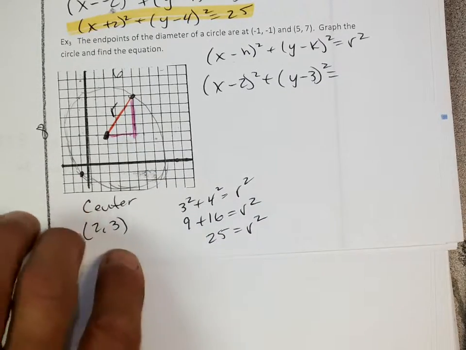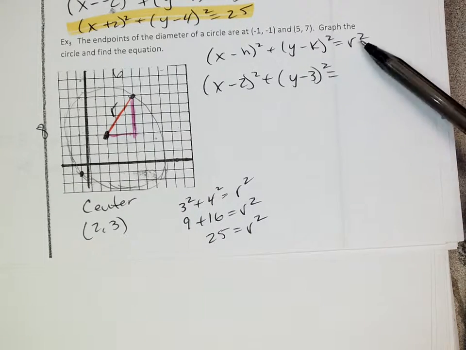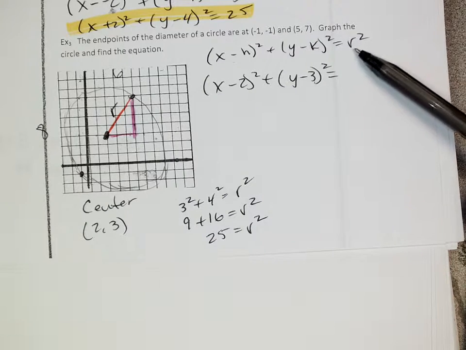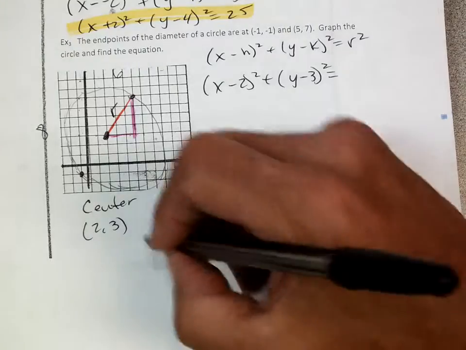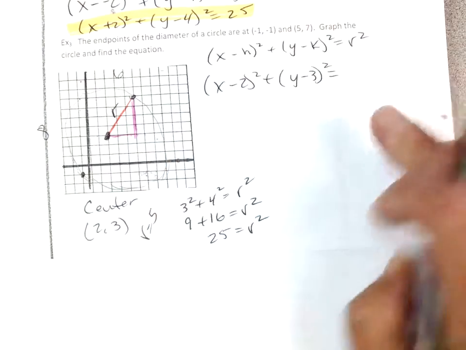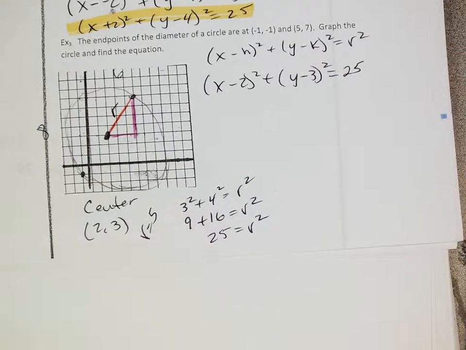Now, I don't need to square root it. Why am I going to just leave it as 25? I want r squared, don't I? I mean, the radius is 5, but I need r squared, so I'll put 25 here. And that is the equation of this circle, okay?